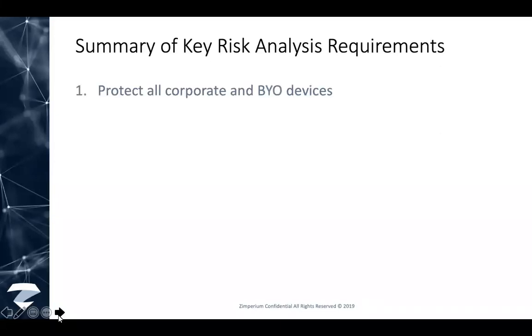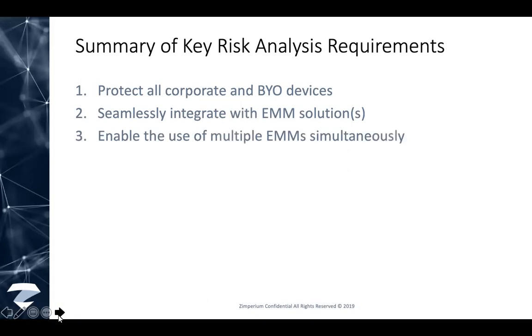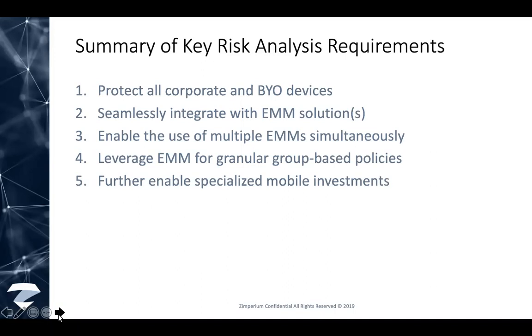So that protect all our devices, integrate seamlessly with EMM solutions, bonus points for embedding the protection, and multiple EMMs because everybody is shifting and you don't know how that whole world is changing. Leveraging for group-based policies, it's really important to tailor your protection to your groups and leverage the ones you've already invested in. And then continue to enable specialized investments. So those are the 5 mobile infrastructure requirements that you should look at as a part of any RFP.